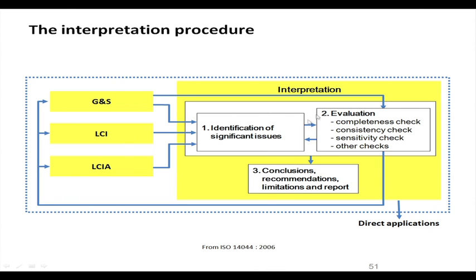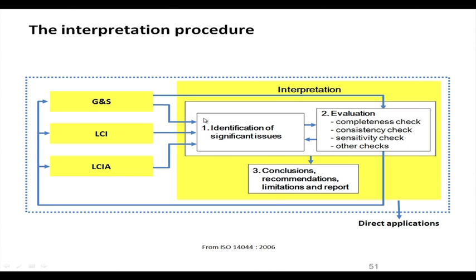Then you evaluate: do a completeness check, a consistency check, sensitivity checks, or any other checks that are required, and you see the arrow is on both sides. So based on this evaluation, you may find some significant issues. Some of the significant issues you can find are based on what you found in these three steps over here. But then when you are evaluating the final information that you have, you may find some issues, and then you feed it back to the system, feed it back over here as well.